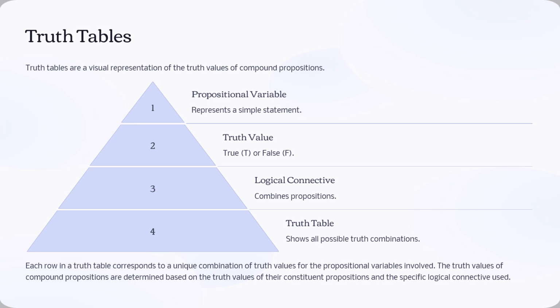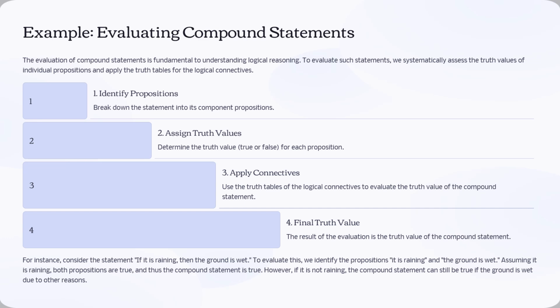logic puzzles. Hey there! So, evaluating compound statements is like figuring out if a statement like, I have a dog and it's a golden retriever is true or false. We do this by looking at each part of the statement, in this case, I have a dog and it's a golden retriever, and seeing if they are true or false.